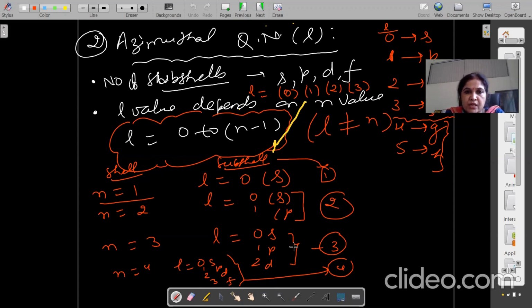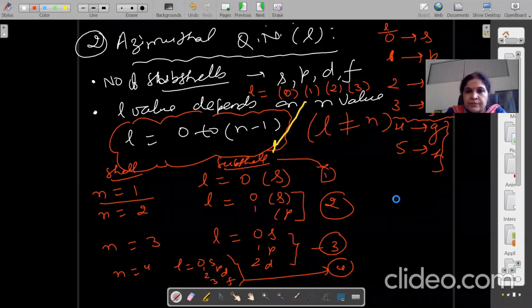So if it is the first shell, the l value will be 0, that is the s orbital. And hence in the first shell only the s subshell is there. In the second shell, the l values are 0 and 1, so there are 2 subshells, s and p. So the p subshell starts from the second shell, d starts from the third shell, and f starts from the fourth shell. So l value 0 is s, 1 is p, 2 is d, 3 is f. And if in future the periodic table is expanded, then l value 4 will be g, and 5 will be h.